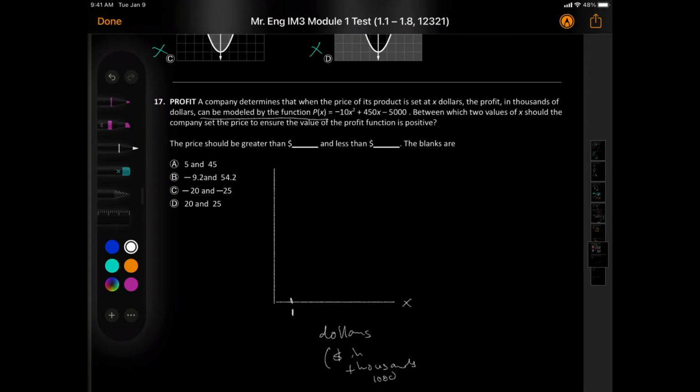And it can be modeled by the function p of x, where p of x represents profit. So this is our profits over here. And I want my profits, hopefully, for a company to be positive. Now, you can just, without a calculator, take a greatest common factor of -10. Notice I had to change all my signs because of distributing.